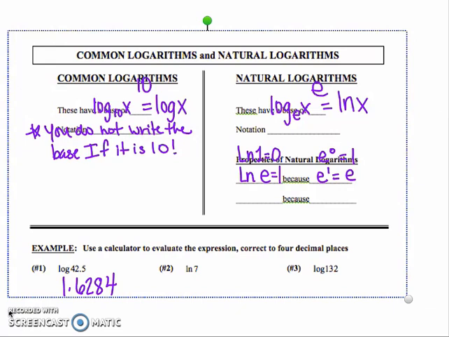In example number 2, natural log 7, so you hit ln 7. Get in the habit of closing the parenthesis because with a natural log it always pops up that parenthesis for you. Get in the habit of closing it just in case you have other things after the parenthesis. You want your calculator to calculate correctly per the order of operations. This one should give you 1.9459. And then the last one, log of 132, this should be 2.1206. And again, if you have any questions about using your calculator to do either log base 10 or log base e, please come and see me so we can get those figured out.